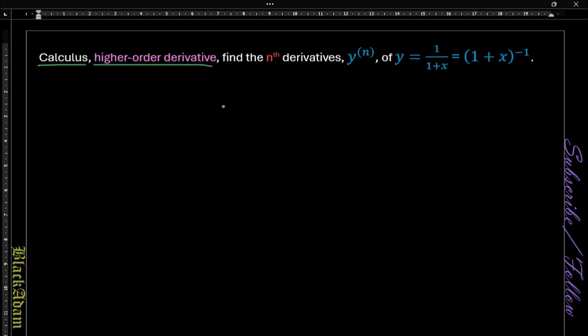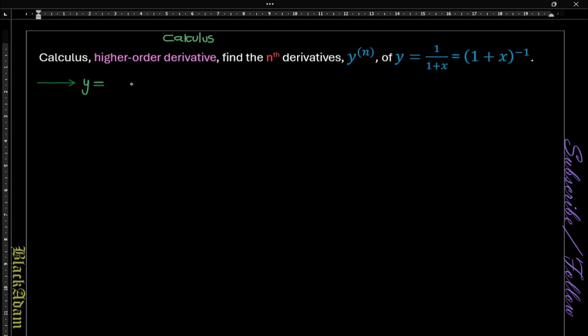Welcome to calculus. We have higher order derivatives, that is the derivative of order n, where n is greater than or equal to 1. So those are the values. Let's just go through the calculus problem.